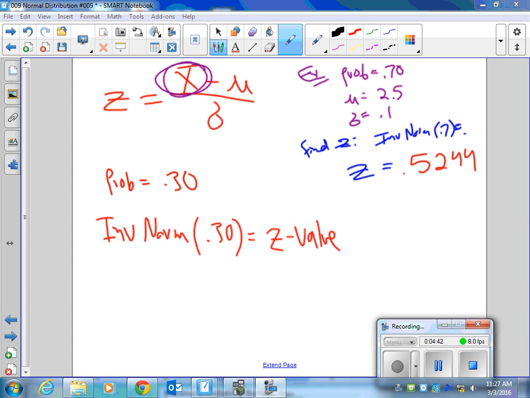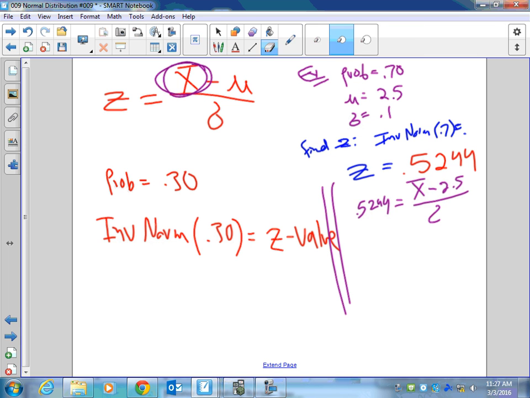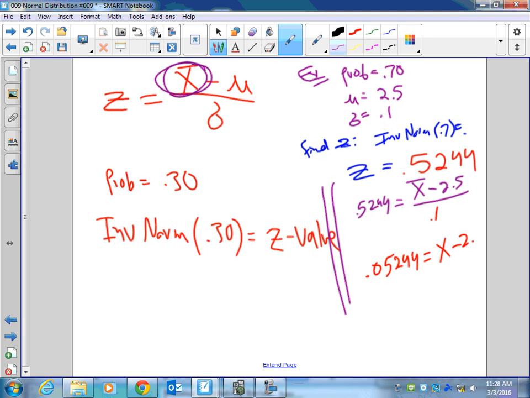All right, so now this is going to be your z value. Now you put it into your formula. So z is 0.5244. We're looking for x. We know mu is 2.5. We know delta is 0.1. Okay, so then here you go. Multiply by 0.1, and you'll get 0.05244 equals x minus 2.5. So this is just going to be 2.5052. It's going to be your x.